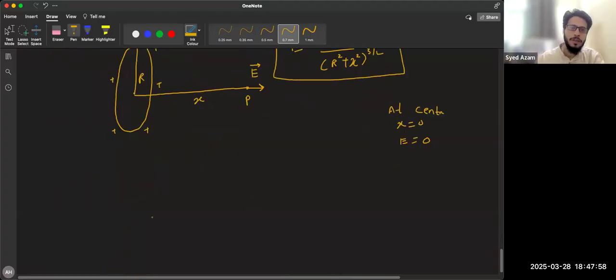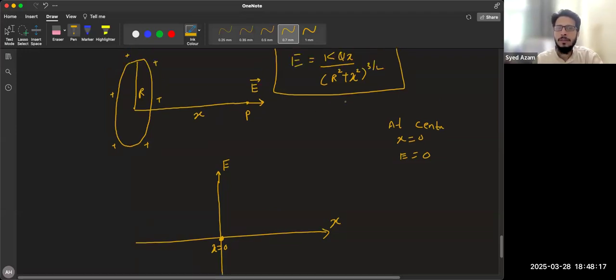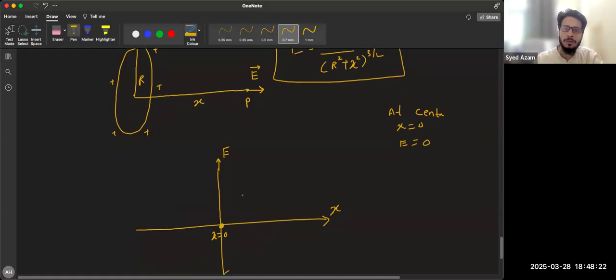Now, you can even plot the variation of field with position for the point on the axis. So this is the center. Here your X is equal to 0. At the center, field is 0. And if we go to the positive x-axis, X increases. So there will be a point where the field will be maximum, and then it will gradually decrease. And at X equal to infinity, it will approach 0.